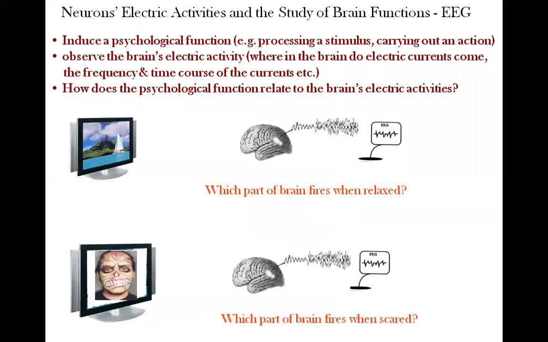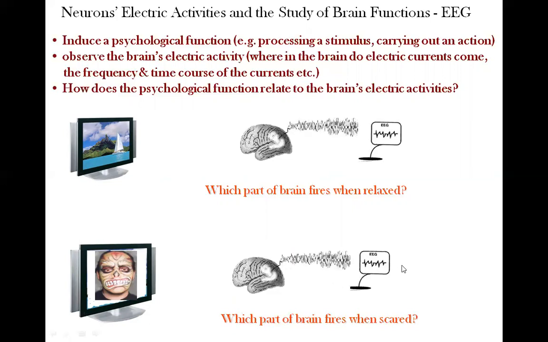Another way of using EEG to investigate brain function is to ask people to perform a task, or look at a particular stimulus, or generate a particular feeling, and then we record which part of the brain is really active, sending a lot of electric signals. For example, we can make people view a calming scene or a scary scene, and then record which part of the brain is very active in sending electric signals.